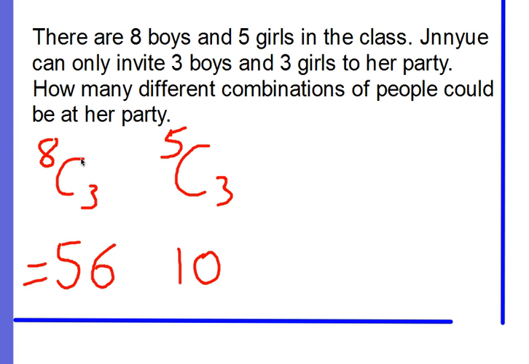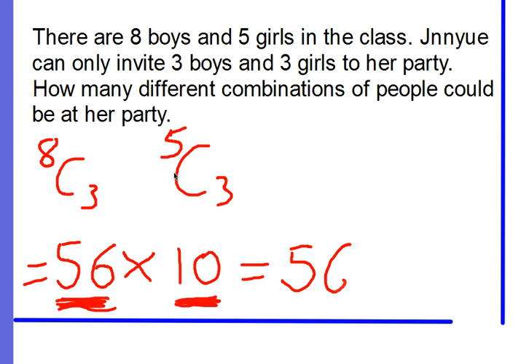Now this is where it gets a little tricky, but we can solve it easily. What do these two numbers have in relation to each other? Well, each of these 56 represents one group of 3 boys. Each of these 10 represents one group of 3 girls. For every one group of boys, there's 10 possible ways you could get a group of girls. So to get the total number of combinations, we would need to multiply both of those outcomes together.